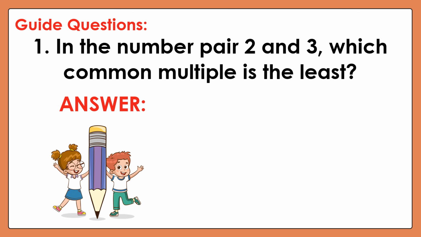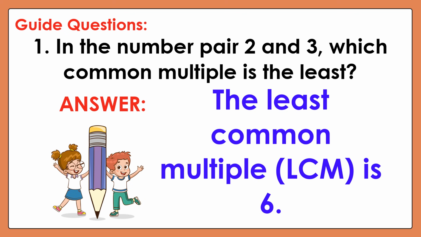Here are the guide questions. Number 1. In the number pair 2 and 3, which common multiple is the least? The answer, the least common multiple or LCM is 6.